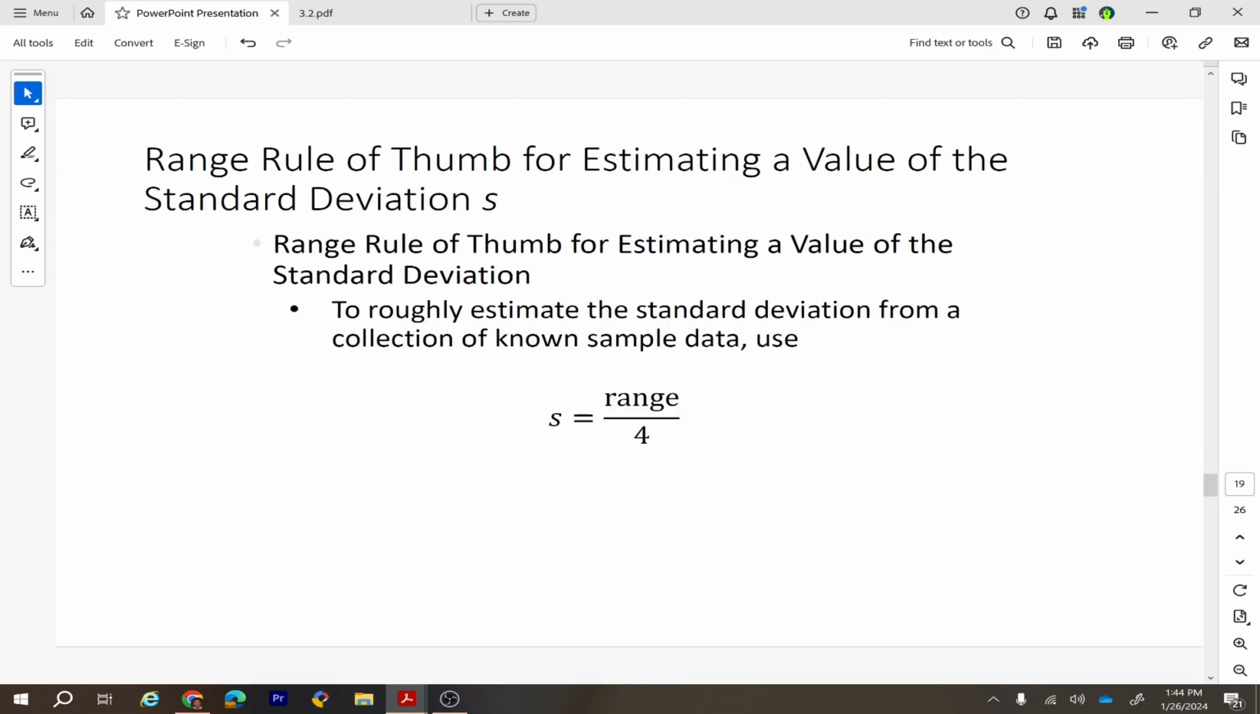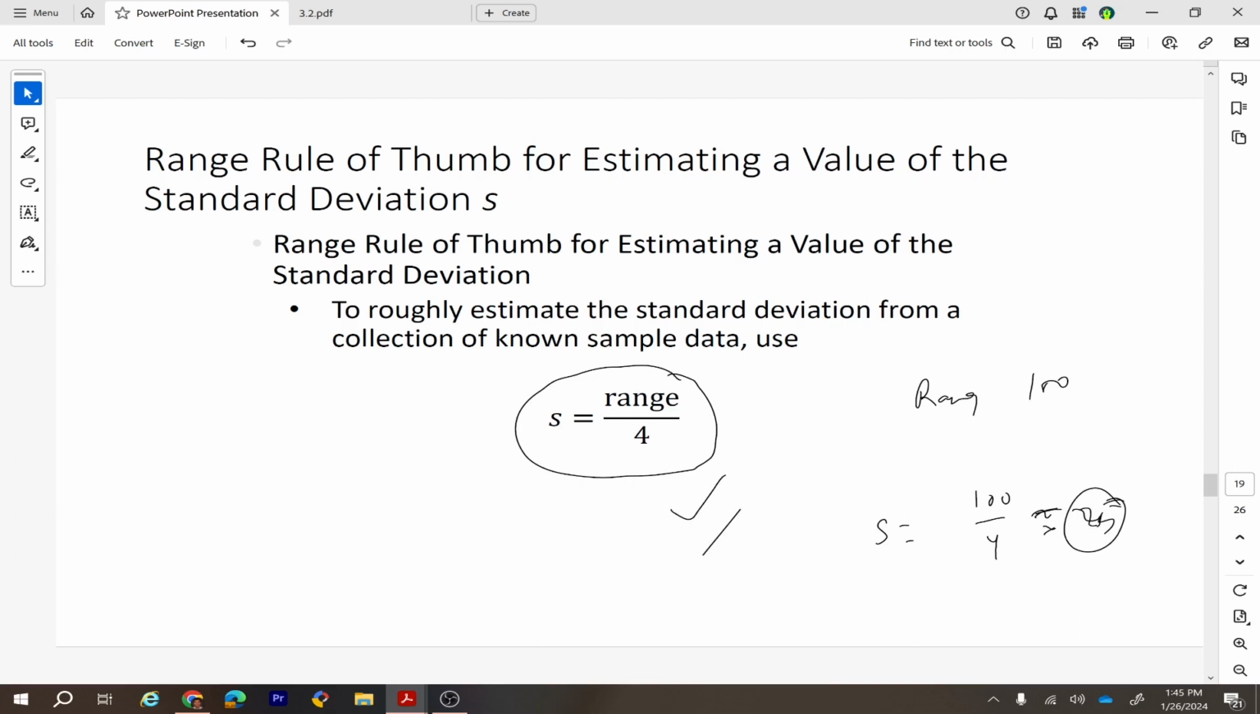If you don't have a data set, or if there is difficulty in finding the standard deviation, then normally we can use this formula, which is range over 4, to estimate the standard deviation. So for example, let's say the range of the data set is 100, then roughly 100 divided by 4, which is 25, would be your standard deviation. That's just a rough estimation. That's not the exact value.